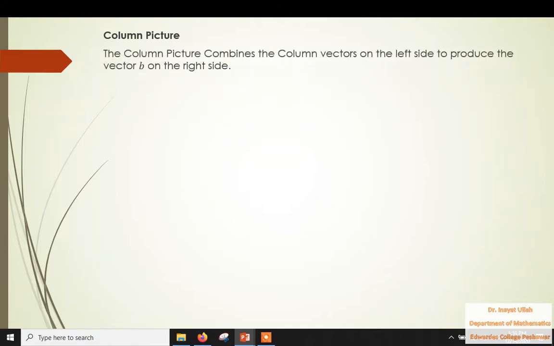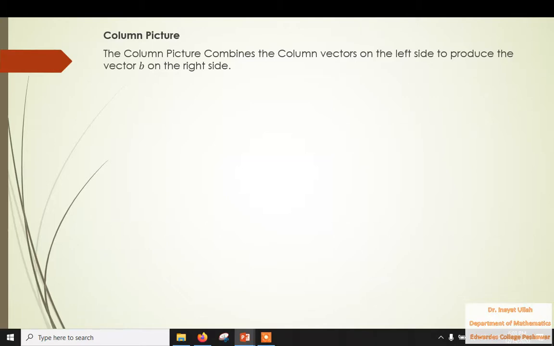Now secondly, we are talking about the column picture. The column picture combines the column vectors on the left side to produce the vector b on the right side. What does it mean?